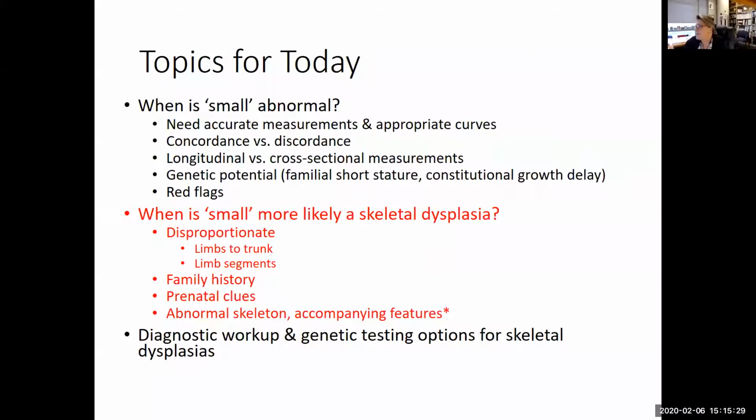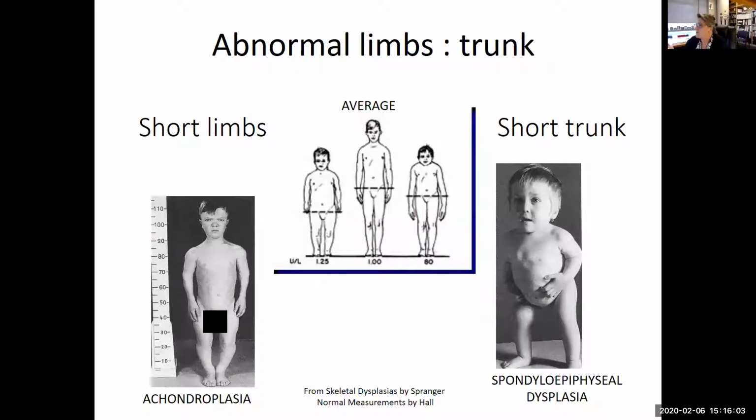Okay, so moving into the second bullet here. So we figured out, okay, this child's small, there are some issues going on here, we need to look further at it. What makes us lean over into that area where this smaller child is more representative of a skeletal dysplasia? And the key take-homes for this are disproportion, family history, some prenatal clues, and the abnormal skeleton itself through radiographs with some accompanying features. I've got a little asterisk here because I'll show you a couple of sort of classic ones that we'll talk through.